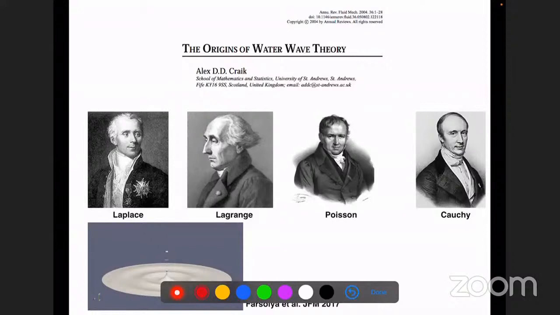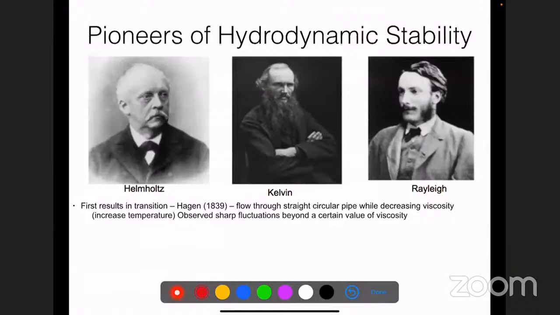Now, if we come to the conventional understanding of stability, where we are actually asking the question, when does something actually become unstable? This started mostly in the 19th century, where you were asking more about, I have a flow, and when would this flow actually become disorderly?